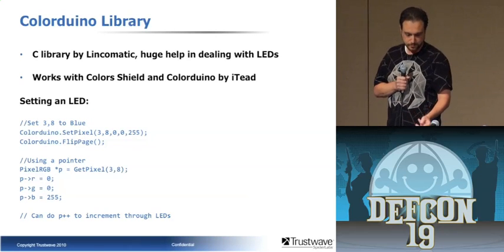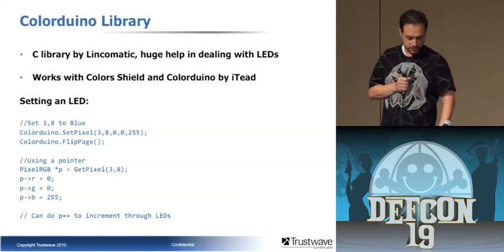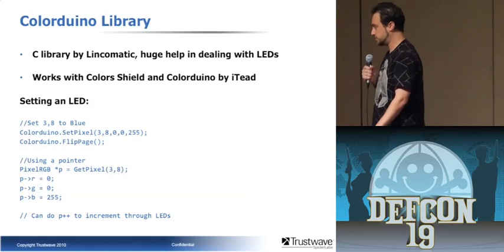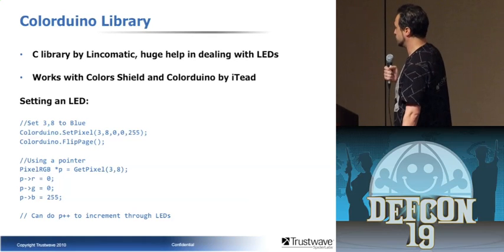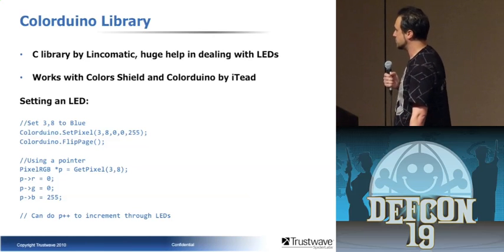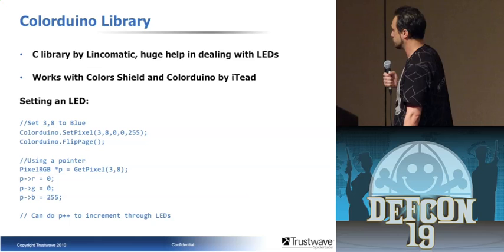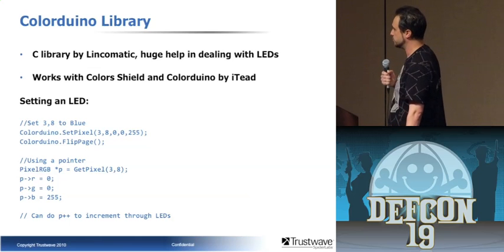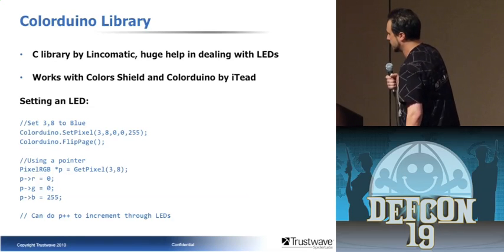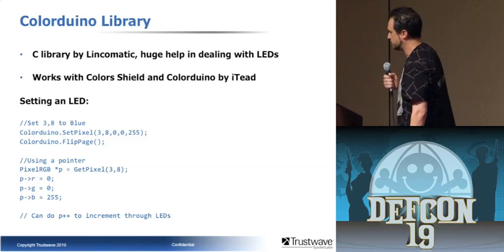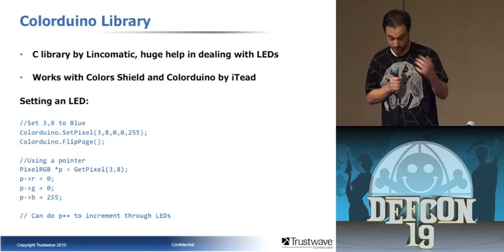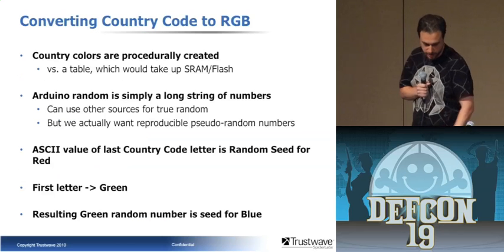So this is the cool stuff. Arduino library. It's a huge help in dealing with the LEDs. Setting an LED: for those of you who try to figure out how to do this, it's very simple. There's some basic code there to do it. If I want to set coordinate X3, Y8 to blue, I'm going to do set pixel directly, or I could do it using a pointer and increment. I didn't write this. This is by this dude, Linkomatic, and he's awesome. I sent him an email, let him know I'm going to be doing this talk, and sent him a recording of this. I was just very impressed with it. It's a very, very cool library.